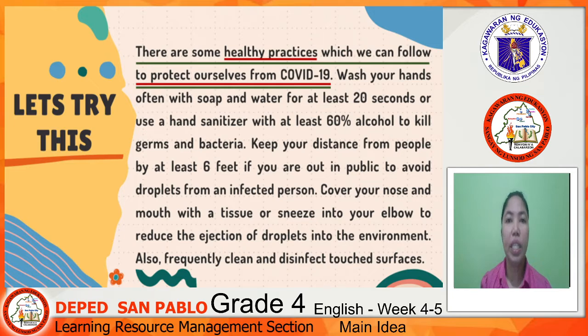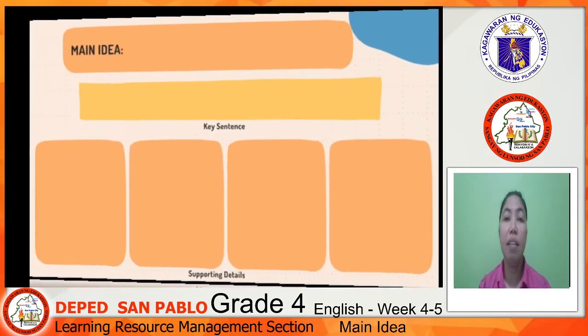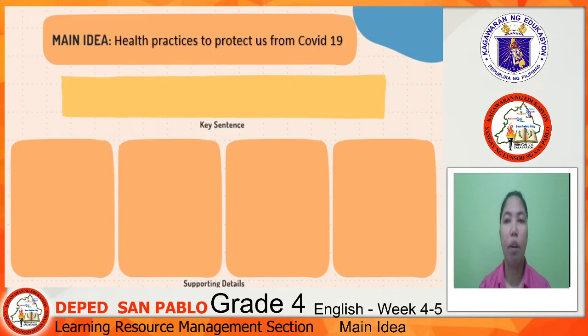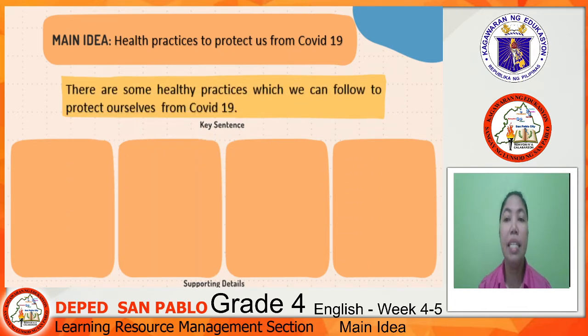And for our supporting details, this would be the rest of the sentences because these sentences support the main idea and the key sentence. Now, let's put it in a clearer view, which is the graphic organizer. So the main idea here, healthy practices to protect us from COVID-19. The key sentence, the first sentence in the paragraph, which is, there are some healthy practices which we can follow to protect ourselves from COVID-19.